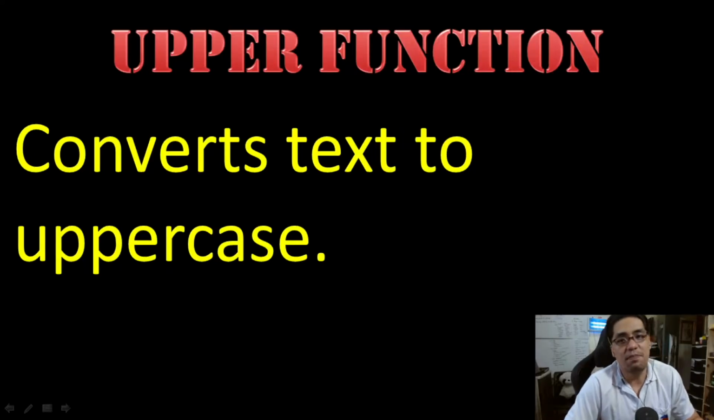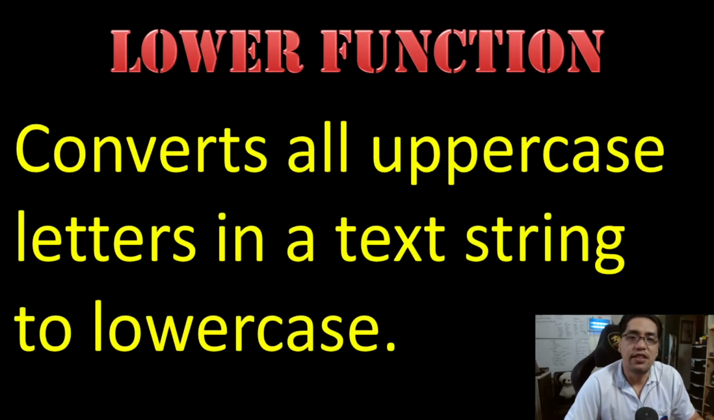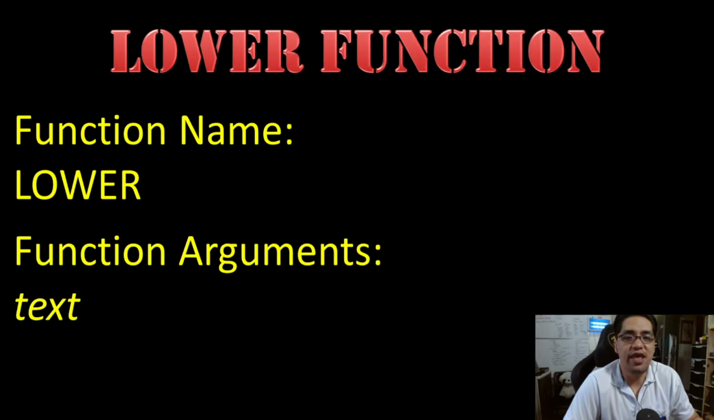Next, let's talk about the upper function. The upper function from Microsoft Excel's help document just says, converts text to uppercase. For the upper function, the function name is upper and the function arguments are simply just text. Next, the lower function. The lower function from Microsoft Excel's own help document converts all uppercase letters in a text string to lowercase. For the lower function, the function name is lower, and for the function arguments, it is still simply just text.